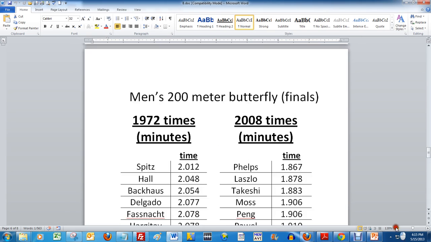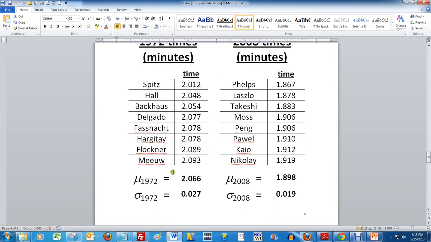So what I did down here was I calculated the average time it took for these 8 gentlemen to finish the 200-meter butterfly in 1972's gold medal round, and the average time it took in 2008. Also a standard deviation for those times. Notice the standard deviations are very close. The averages, definitely, they're different in roughly the same amount that Spitz and Phelps were different. Okay, so far?